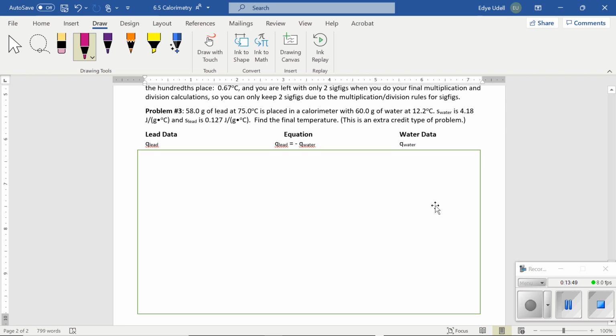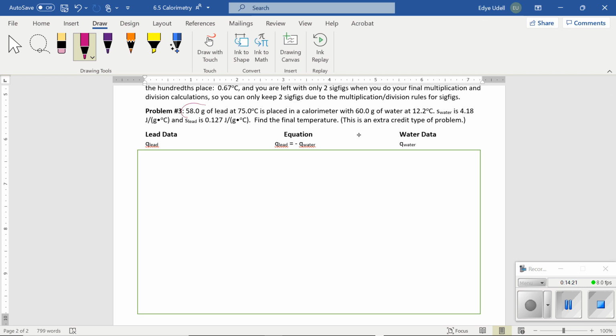Then our last problem. This would be an extra credit type problem when you're solving for the final temperature in a Q1 equals negative Q2 problem. It's just mathematically more complex. So actually, I probably wouldn't even put this problem on a test because it's not testing your chemistry knowledge so much. It's testing your ability to do algebra 2 or algebra 1 actually. So, okay, I'm going to go through the problem just so you can see it.